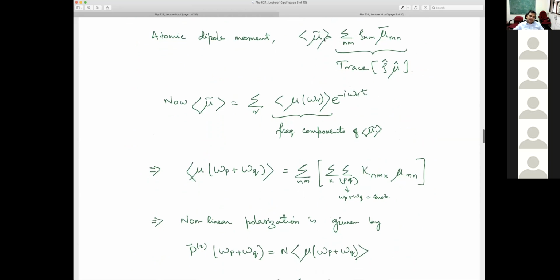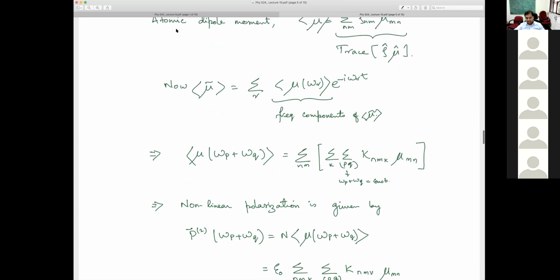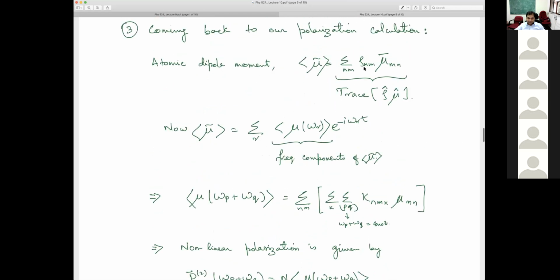And now mu also, because mu will depend on the electric field, I can expand in terms of its Fourier components, frequency components, let's say. Then mu basically is just given by this equation. So mu of omega p plus omega q is given by this K nmk, which we wrote down, times mu mn basically, where I have to sum over nm. Sum over nm comes from the trace sum, and rho 2 was already this sum over k, and sum over pq, sum over nm k basically.